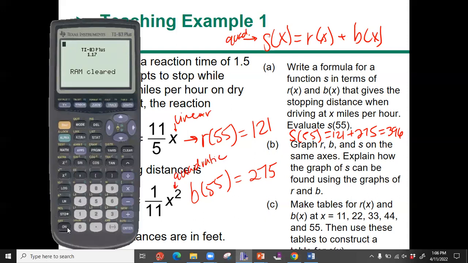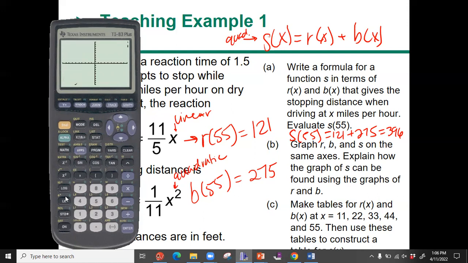So now we've established that in order to stop, you have to react and you have to brake. So if I want to make a table of this, I'm now going to put both of them in the calculator together. So I have 11/5 x plus 1/11 x squared. So that's my stopping function.